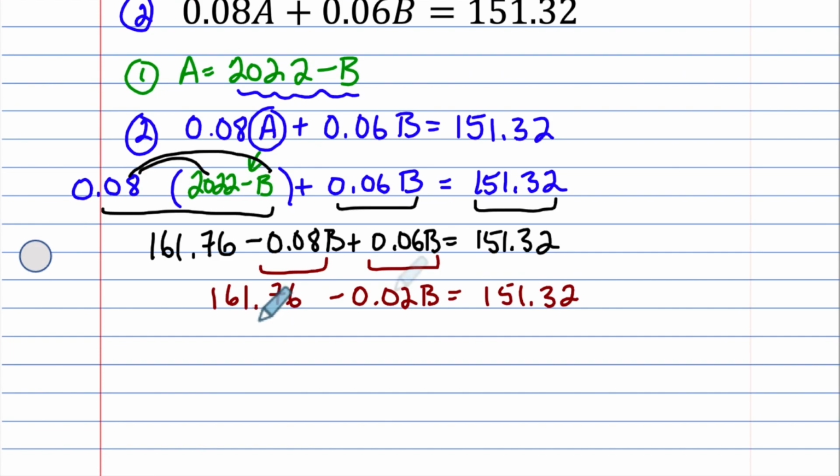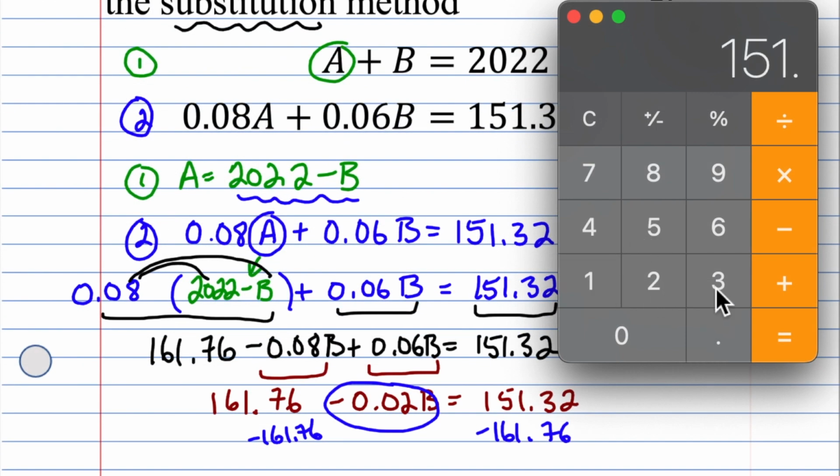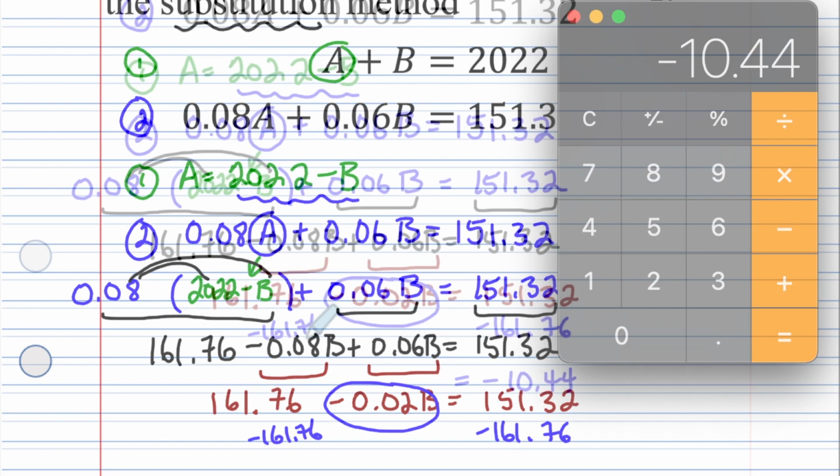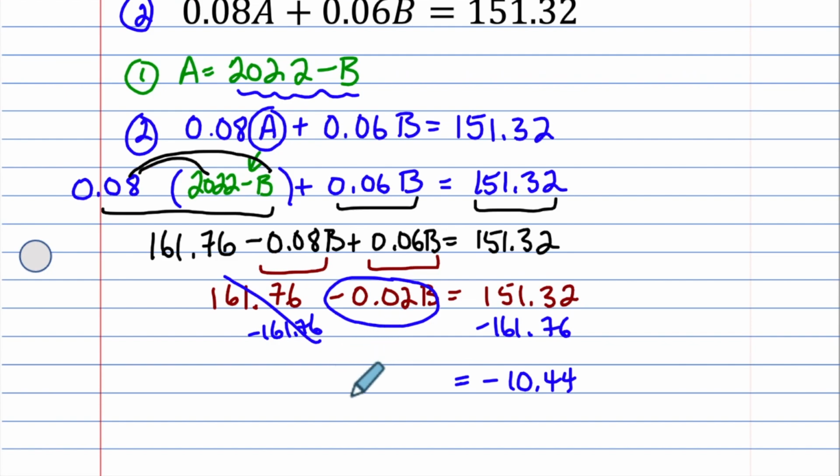161.76. We want to isolate the B. We'll subtract 161.76, both sides. 151.32 subtract 161.76 is negative 10.44, and that's the zero pair. We'll have negative 0.02B, and we want B by itself, so we'll divide by negative 0.02, both sides.